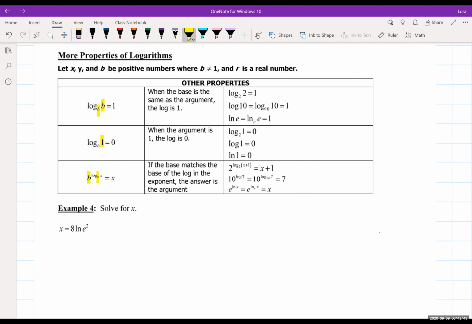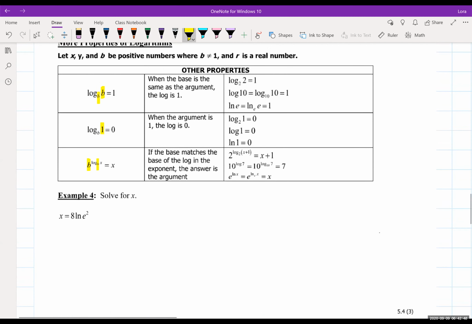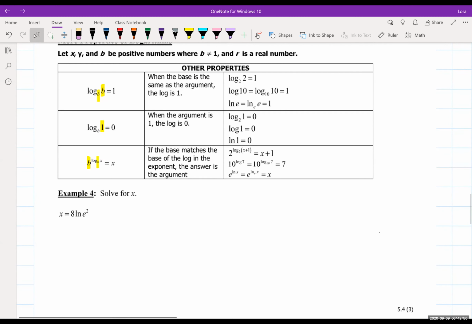We'll take the next few examples all together so that you can see how we utilize them. Starting off, they want us to find the value of x: x equals 8 times the natural log of e squared. Maybe there's a better number for that. The first thing I look at is that I have a natural log, and that's the log I want to inspect more. I remind myself that the base of a natural log is e, and they don't always write it in, so I'll write it in myself.